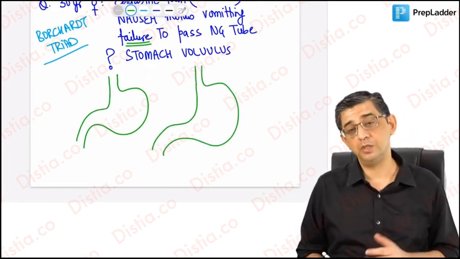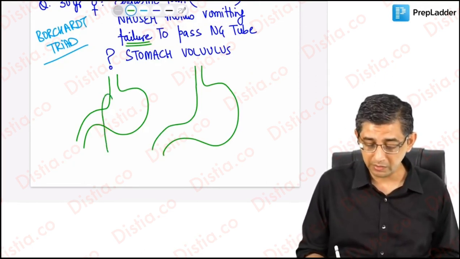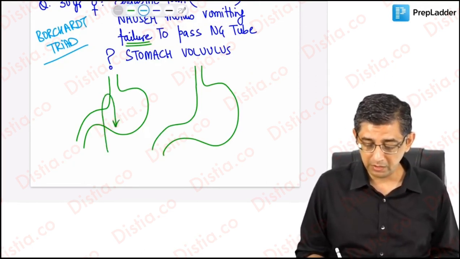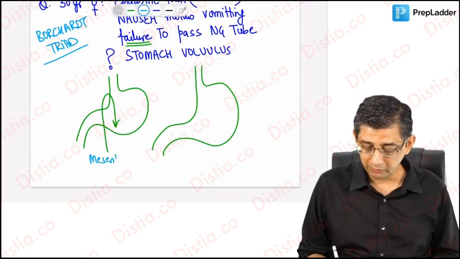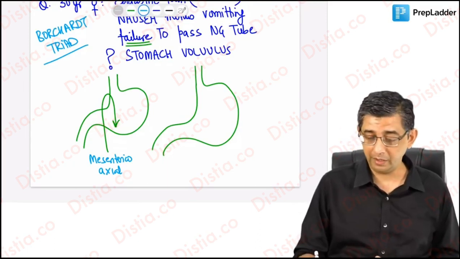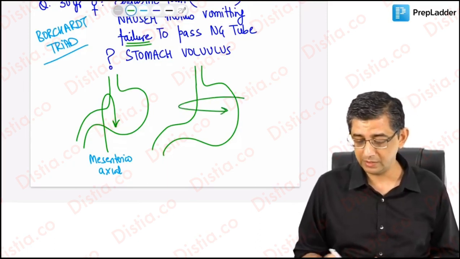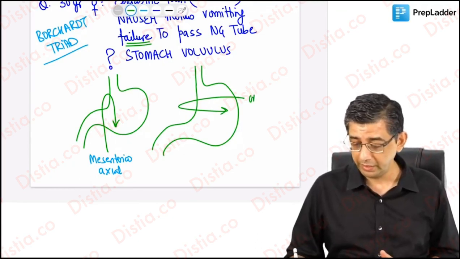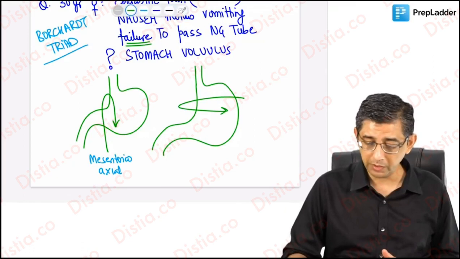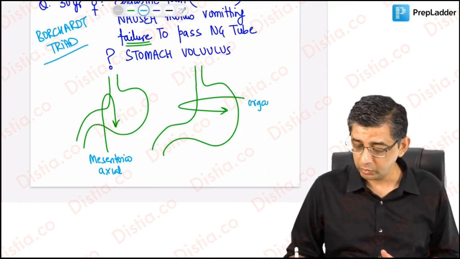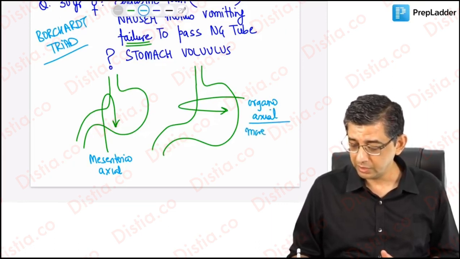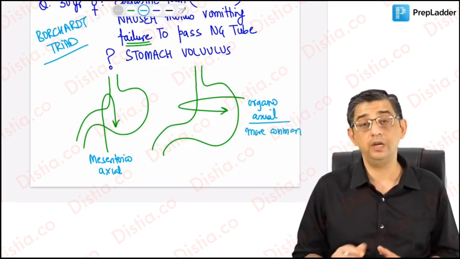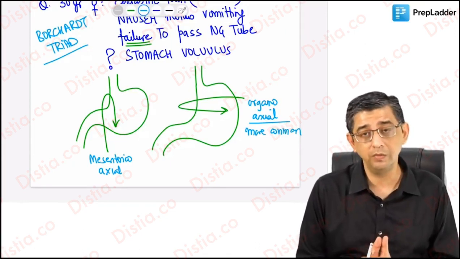You are aware that stomach volvulus can occur like this, from bottom upwards, along the mesentery, so they will use the word mesenterico-axial volvulus, or it might occur like this, from the lateral to the medial side. That would be referred to as organo-axial volvulus. Whenever you read about the two types of volvulus, the examiner will definitely try to incorporate which is relatively more common. I think you know from surgery that organo-axial volvulus is relatively more common than mesenterico-axial volvulus.